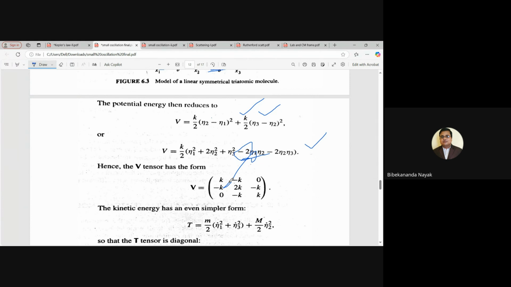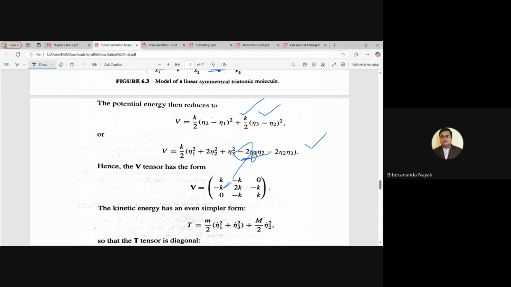From this expression, when I write the matrix, I see eta 1 square means eta 1, it is the 1 1 component. Eta 2 is the 2 2 component. Eta 3 is the 3 3 component. The 1 2 component is the same as the 2 1 component in a symmetric matrix. But here only minus 2 eta 1 eta 2 is written, and eta 2 eta 1 is not here. So I have to divide it into 2.